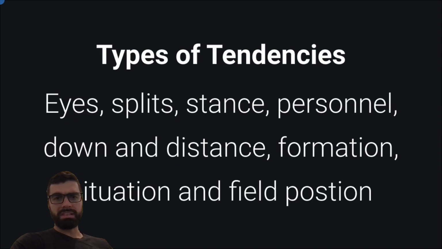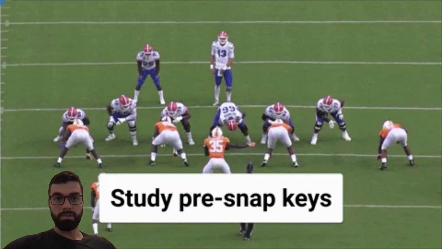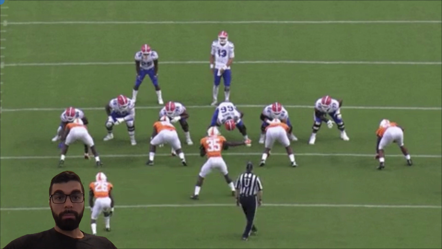So, what are a few examples of these tendencies? I have a list here, and I'll just read them out. You have eyes, splits, stance, personnel, down and distance, formation, situation, and field position. Each of these types of tendencies can give you real indicators of what the offense is looking to do on any particular play. So, as an example here, I'm going to go through this clip in detail to point out some of the tendencies that I would look at as I'm studying film. What are some of the tendencies that we can pull out of this?